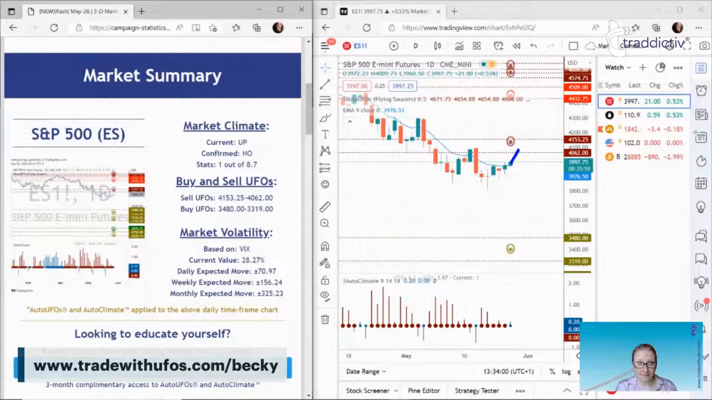Now with volatility, we'd expect movement up or down in 1 year of 28.27%. So in a day, that's 70.97 points. In a week, it's 156.24 points. And in a month would be 325.23 points. So that's the S&P 500.